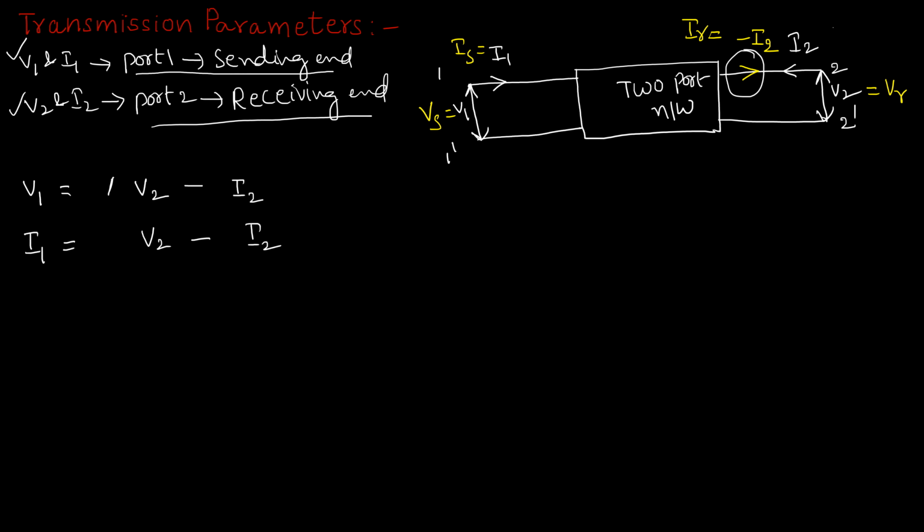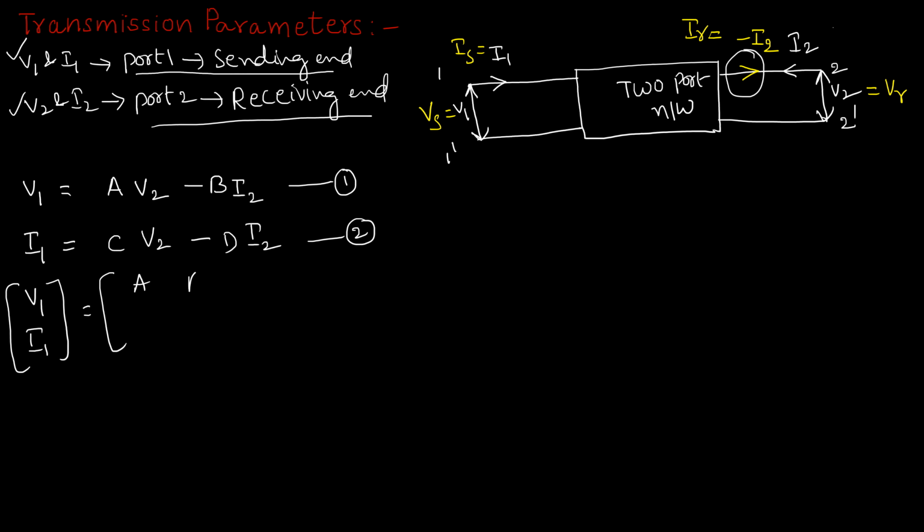Now I'm adding the parameters A, B, C, D. Let us call these equation 1 and equation 2. These two equations can be expressed in matrix form also. If we do so, it will be somewhat like this: V1, I1 is equal to the matrix A, B, C, D times V2, minus I2. Now this ABCD matrix will be called the transmission matrix.